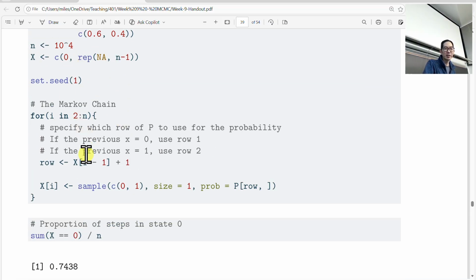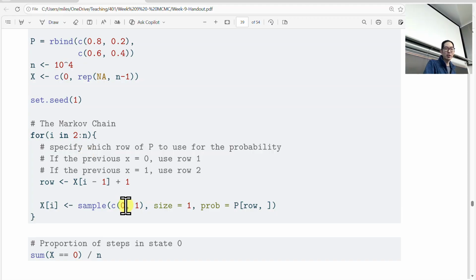Okay. So we say, draw a value between 0 and 1. Okay. Whatever that is, look at what row you're in. Okay. And then use that to draw your probabilities of going from 0 to 1. Okay. And so this will run a Markov chain. We'll get a whole bunch of zeros and ones.